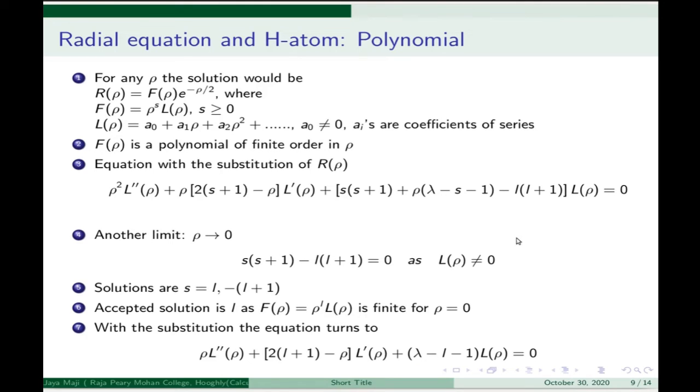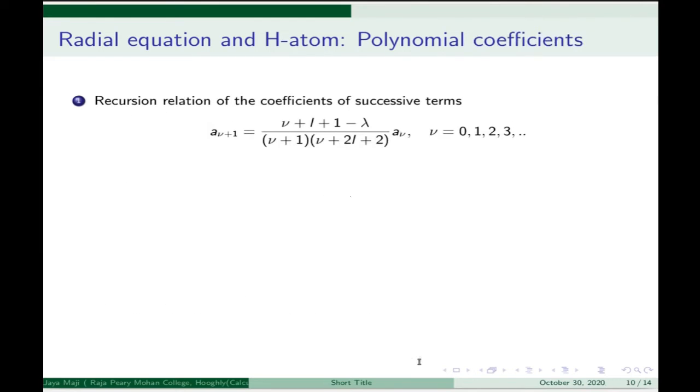Now again, if we put the function f of rho in this equation, then we are going to get this form of equation, and from here we can find the recursion relation for the coefficients. So here we see that a nu plus 1 is related to a nu in this manner, where nu is a positive integer like 0, 1, 2, 3 and so on.